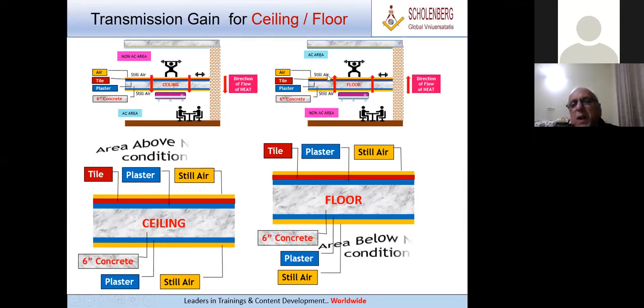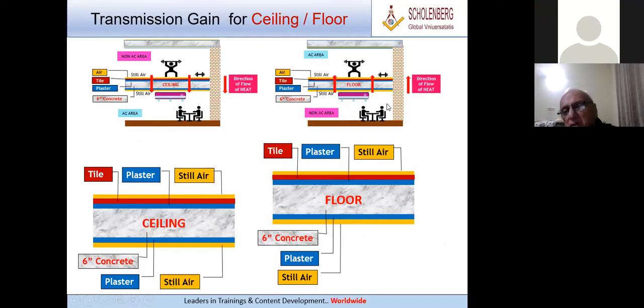What's the floor? Now suppose the first floor is air conditioned and the ground floor is not air conditioned, then this is the floor. Heat is going to flow from the ground floor to the air conditioned area. This is the direction of heat flow. And then this is the direction of heat flow like this. So every factor has to be tabulated and found out the U factor.